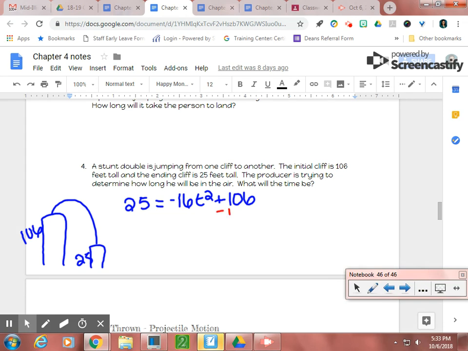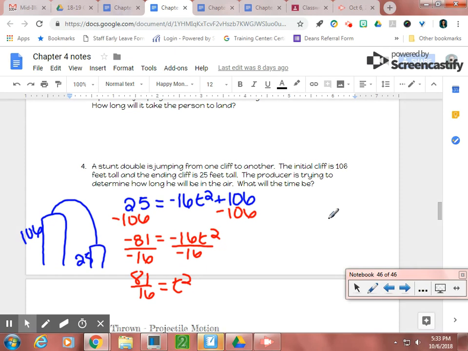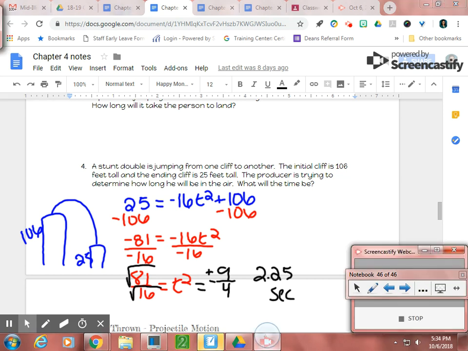Okay, so solving this, subtract 106, which is going to give me negative 81 equals negative 16t squared. Divide by negative 16. So now I have that 81 over 16 is equal to t squared. In order to get that by itself, I want the square root of both, which is going to give me 9 over 4, plus or minus. But we know that with time, we only want the positive, so 9 divided by 4 is 2.25 seconds. So the producer needs to have 2.25 seconds of his film dedicated just to this jump. And that is free-falling objects.